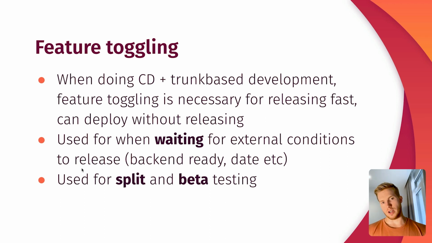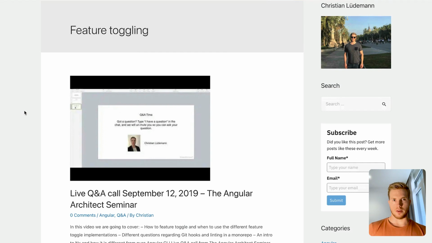When doing continuous delivery and trunk-based development, feature toggling is necessary for releasing fast. You can deploy without releasing. It's useful when you might need to wait for external conditions before you release, for example, the backend being ready, or putting a specific date for releasing a new feature. And you can also use this for split testing and beta testing, so you can give certain users access to a new feature.